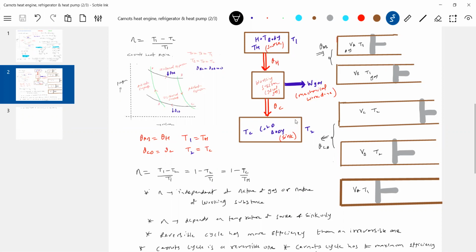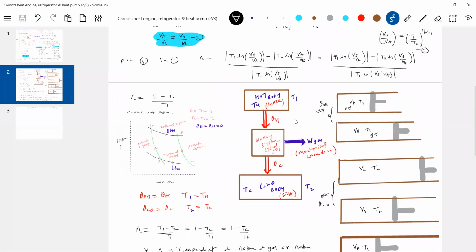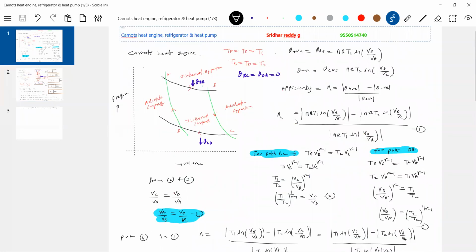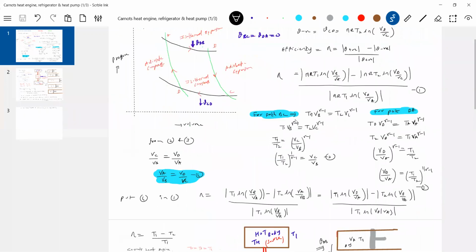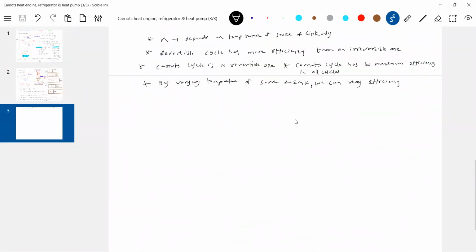Any doubt, please ask, because I'll start the numericals next. Any other formulas you can suggest? This efficiency, what was the formula we started with? Let's go back. Q positive by Q negative, no? Shall we bring in the net work done by Q positive? And what is Q positive? The QH, heat absorbed from the hot body.